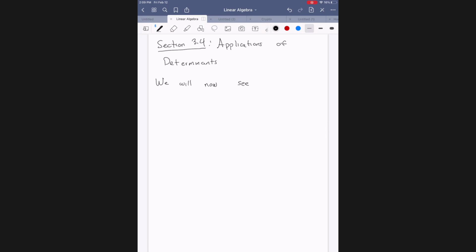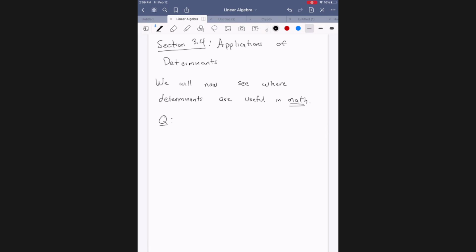We will now see where determinants are useful in math. So I'll only give you the things I think are useful. Anything else that's in the section, I don't think is useful.